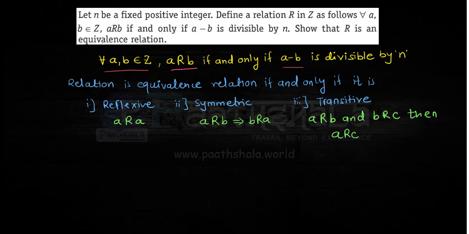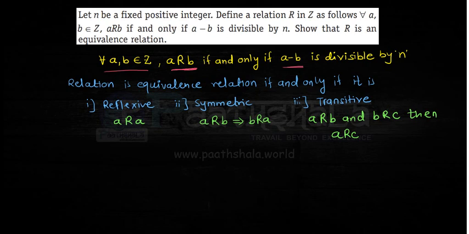A relation is an equivalence relation if and only if it is reflexive, symmetric and transitive. Any relation is an equivalence relation if and only if it is reflexive, symmetric and transitive. So here we have given that a is related to b if and only if a minus b is divisible by n. For reflexive, a is related to a.